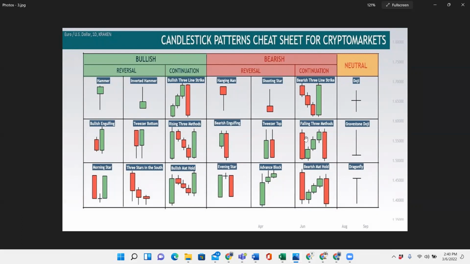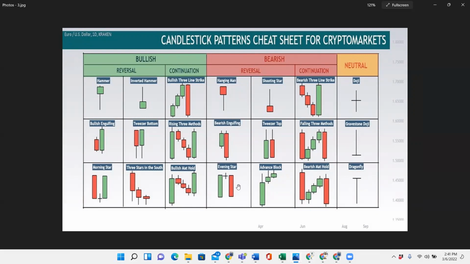So now let's go over to our bearish candles over here. So we have our bearish reversals. We have the hanging man, the shooting star. We have the bearish engulfing. I personally like to trade off of that. We have the twister top. We have the evening star. I also trade over that also too. You have a bull coming up, you have a doji in the middle, and then you have a bear coming down.